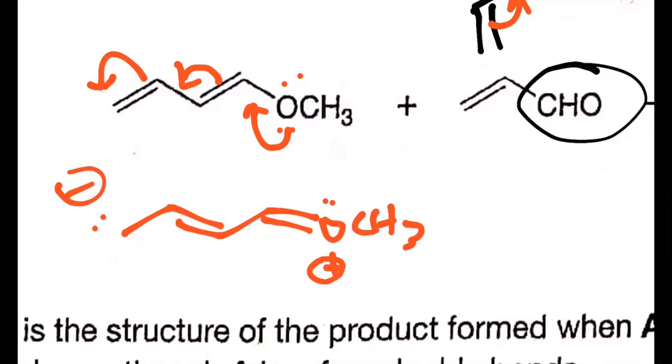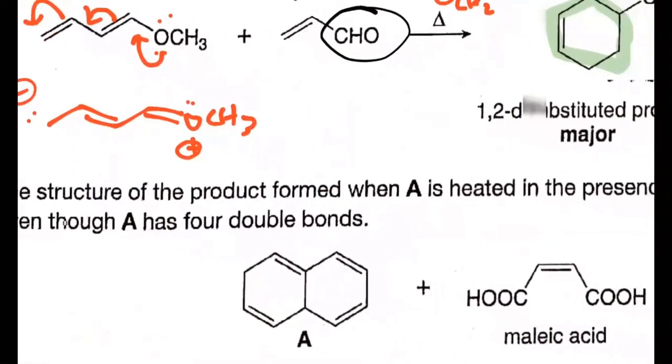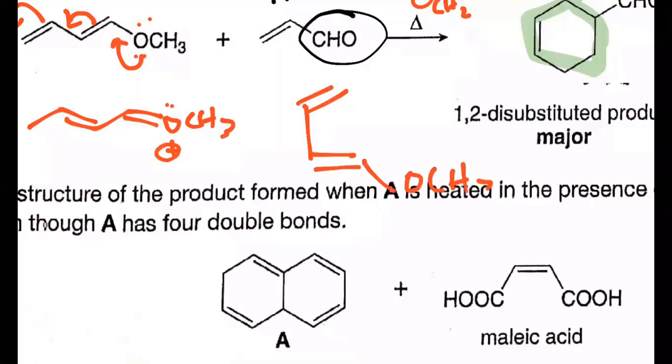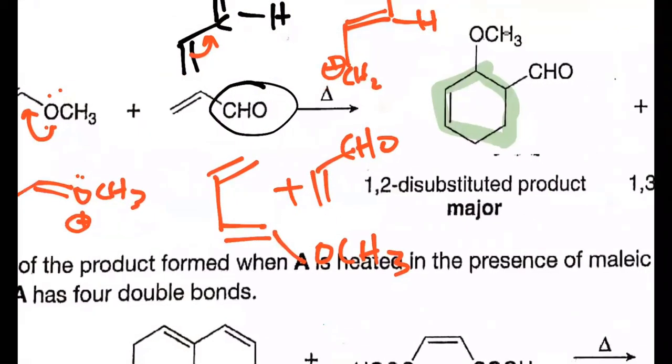So when we take those two and put them together, I'm going to draw it out so that this is cis. What's going to happen here? Actually, let me draw it how the product is because I don't want to make it more confusing.